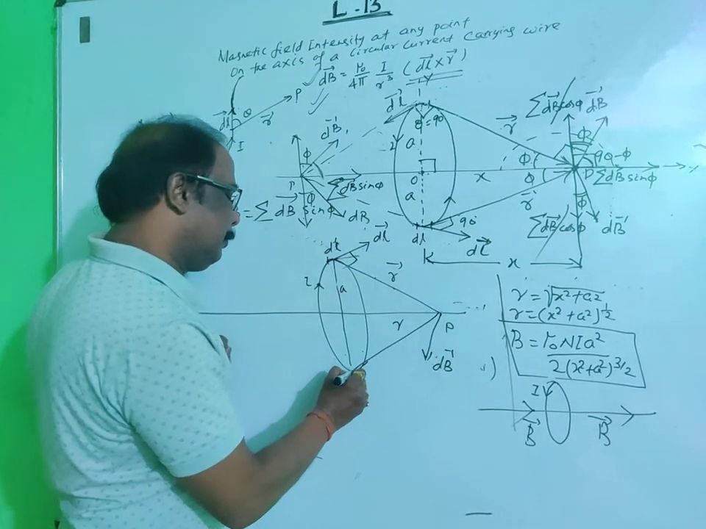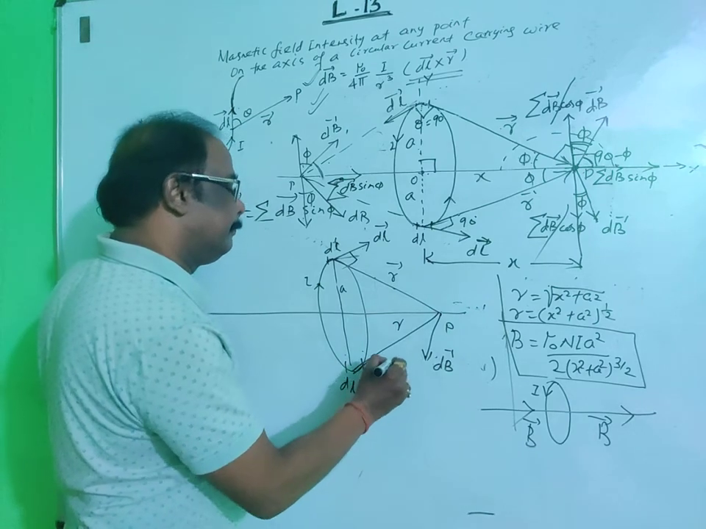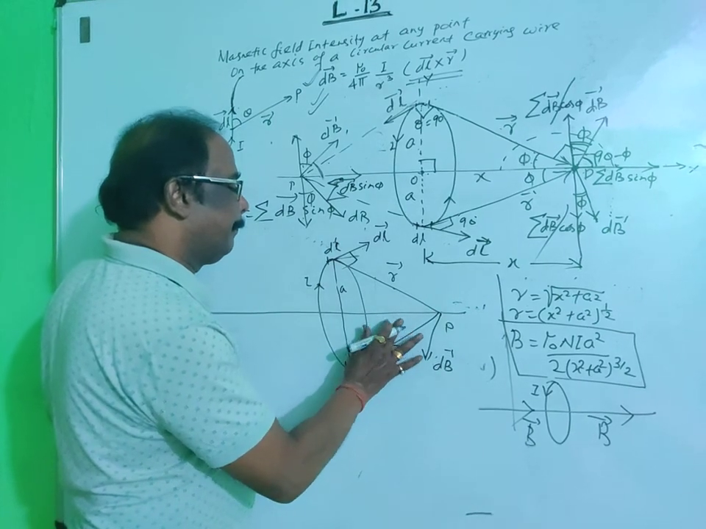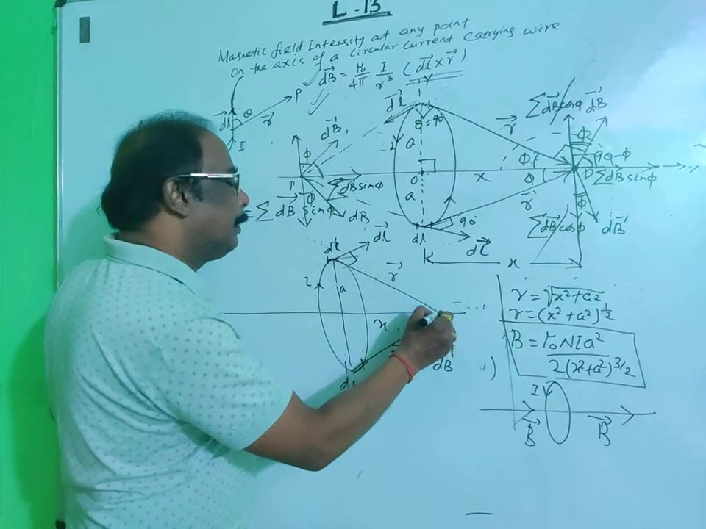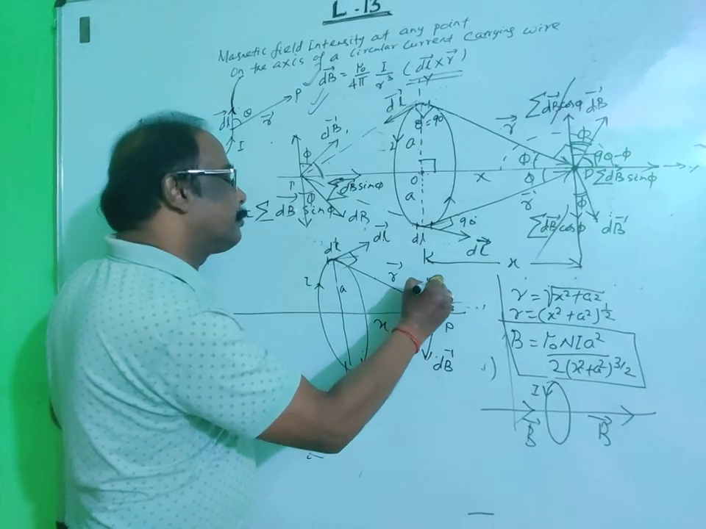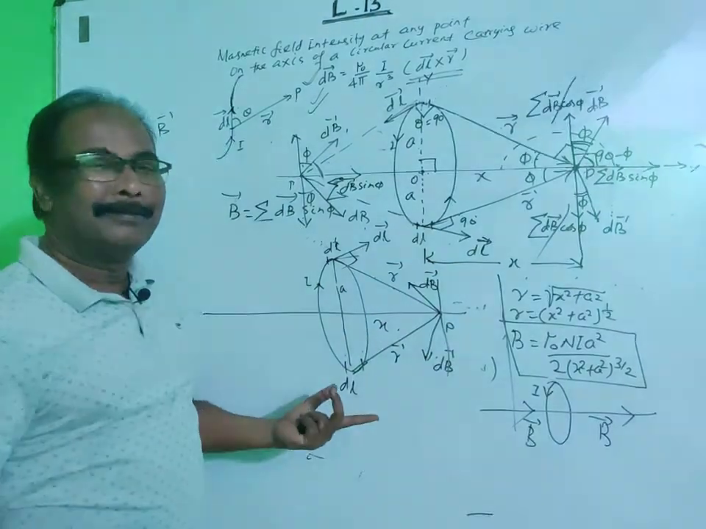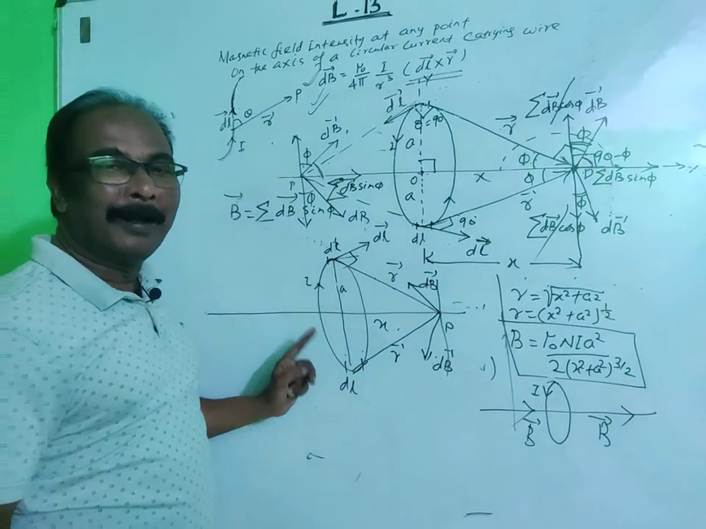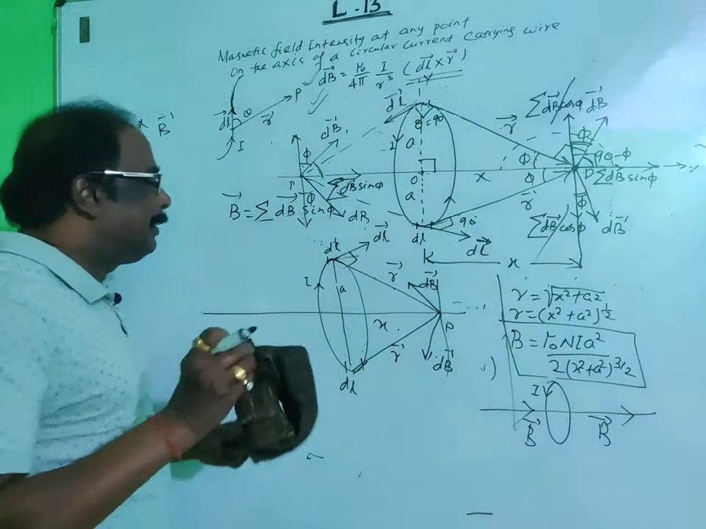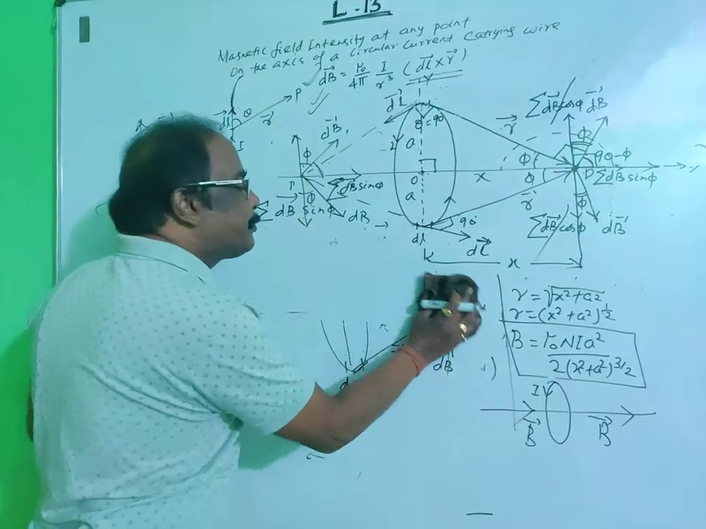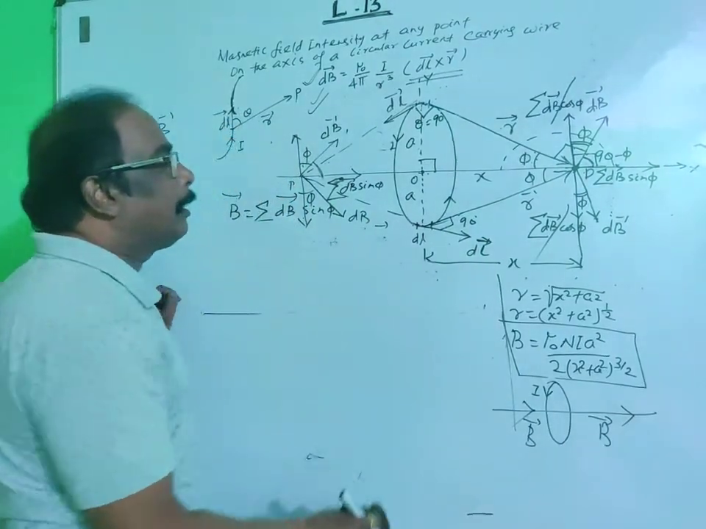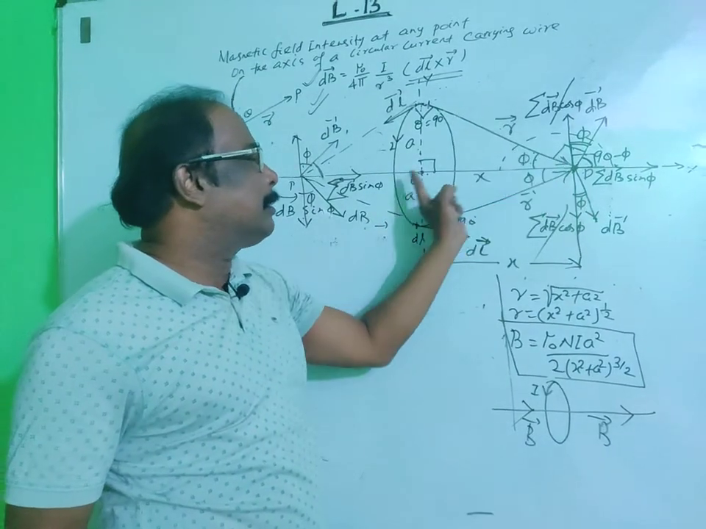Similarly, here we take dL, this is R, and here the magnetic field is like this. Then again a similar pattern on this side. Okay, fine. Then this is the expression for magnetic field at any point, meaning at any distance x.